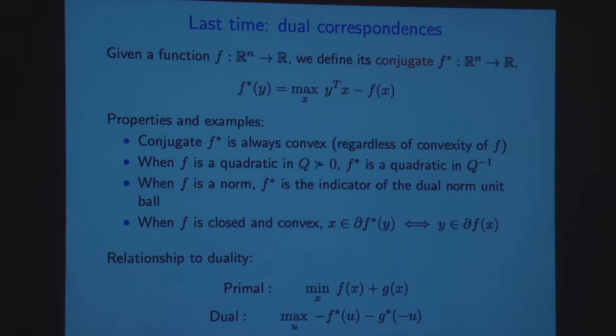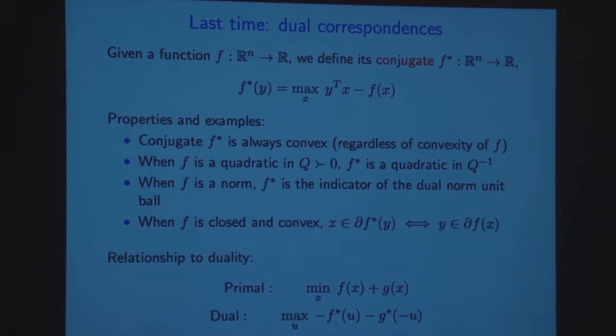When f is a quadratic, we saw, for example, that the conjugate's a quadratic in the inverse quadratic form. We learned that the conjugates of norms are the indicators of their dual norm unit ball. So we learned how to compute conjugates for more than just these two examples. We saw a bunch of examples. And when f is closed and convex, one of the key properties of the conjugate function is that x is a subgradient of the conjugate function evaluated at y if and only if y is a subgradient of the original function f evaluated at x. This, we're going to see, is crucial for what we might call dual methods, which is what we're going to learn as an advanced topic. Things like dual decomposition and ADMM.